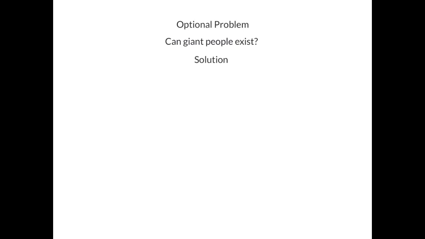Suppose that such people existed. Then let the mass of a normal person be m. Then what's the mass of the giant? So the giant has mass. So mass is related to the amount of volume the person has, and volume scales cubically. And so the mass would be 1000 times the mass of the normal human.